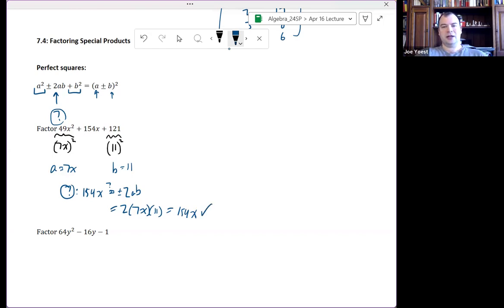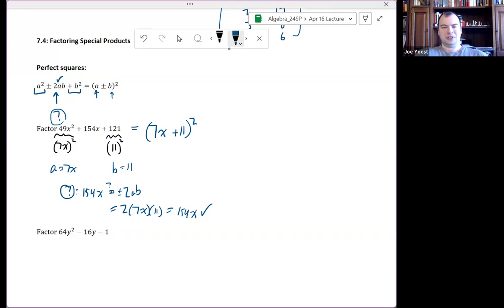So it is. I recognized my first and third terms as perfect squares. I checked, and my cross term does match this 2ab pattern. So I note that this quadratic expression does fit this perfect squares pattern, and it's going to be (7x + 11)².